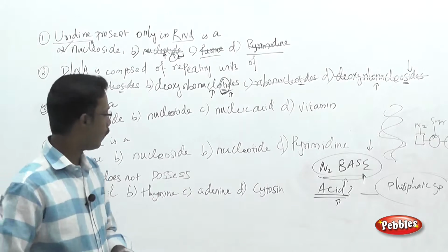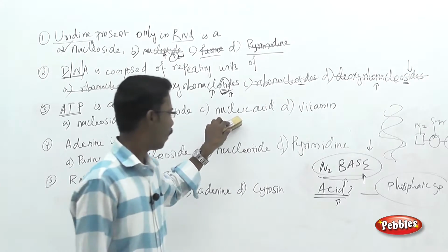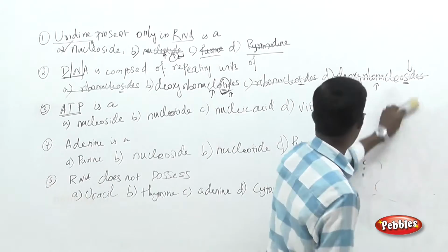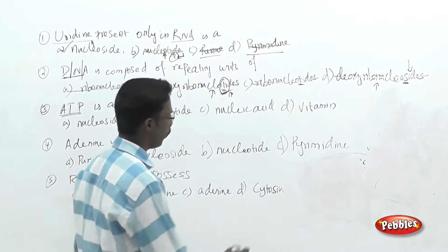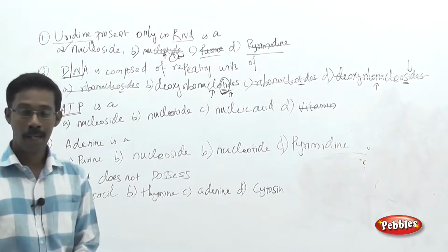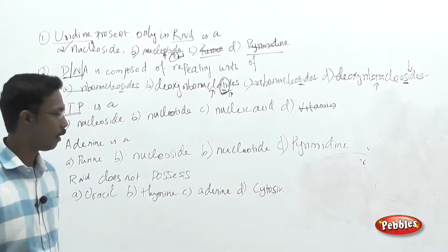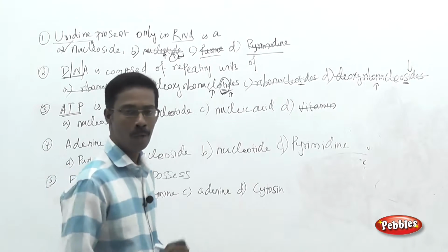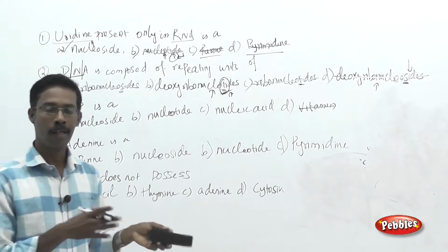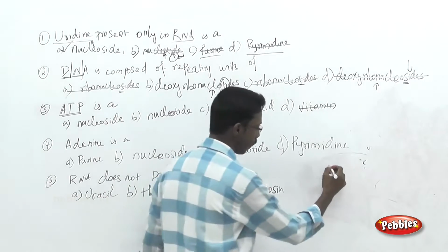ATP is a, okay, so the choices are nucleoside, nucleotide, nucleic acid and vitamin. Among the choices we can easily eliminate the vitamin. ATP is not a vitamin. We all know ATP is an energy carrier molecule. It provides the energy throughout the cell, and of course I told you ATP is a part of the nucleic acid. It is present in the DNA and RNA in the form of, as I told you, A refers to adenine.